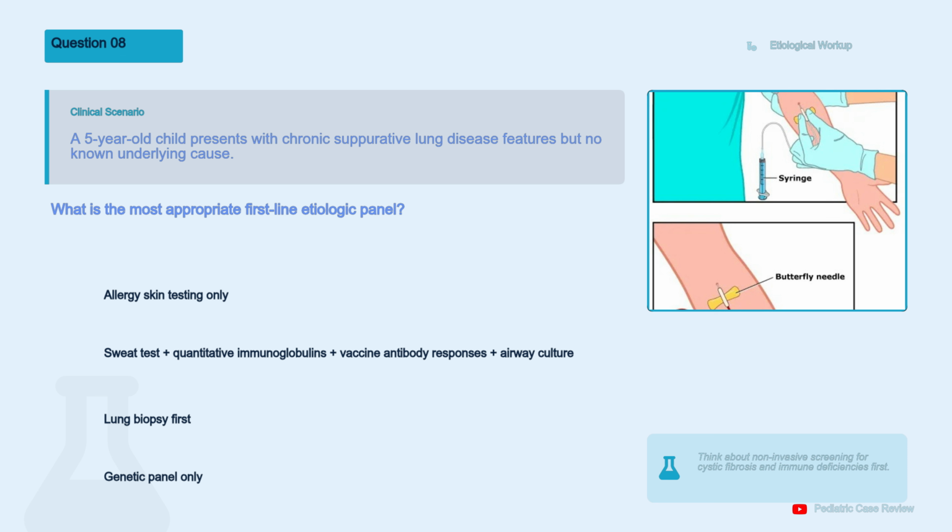Option A, allergy skin testing only. Option B, sweat test plus quantitative immunoglobulins plus vaccine antibody responses plus airway culture. Option C, lung biopsy first. Option D, comprehensive genetic panel only.